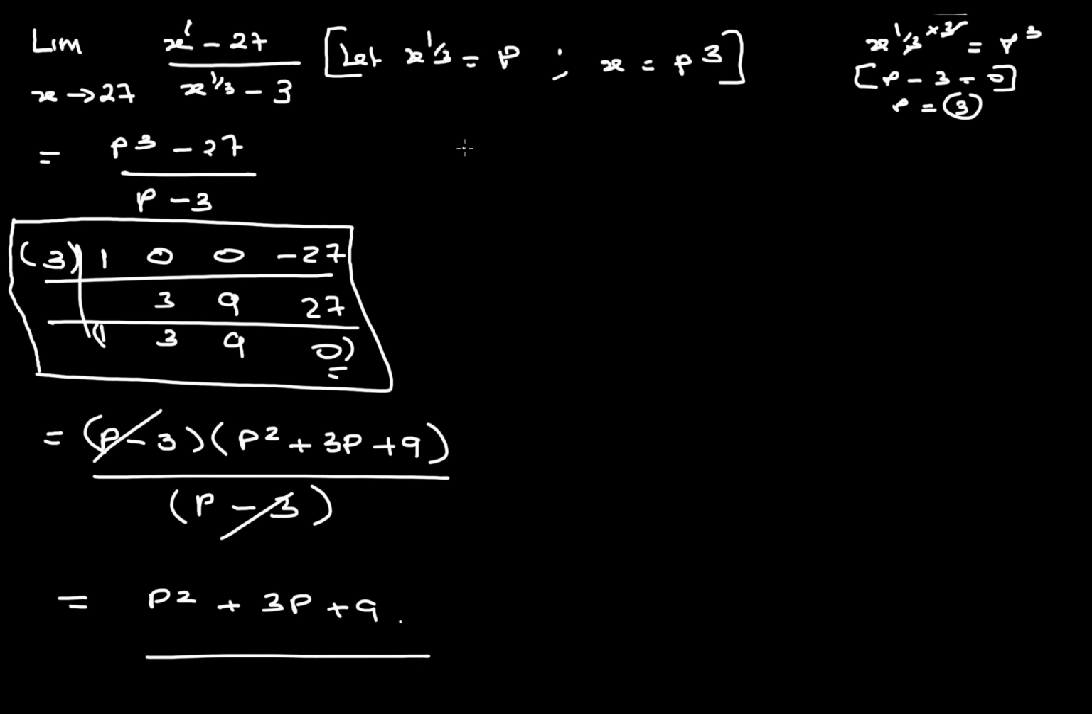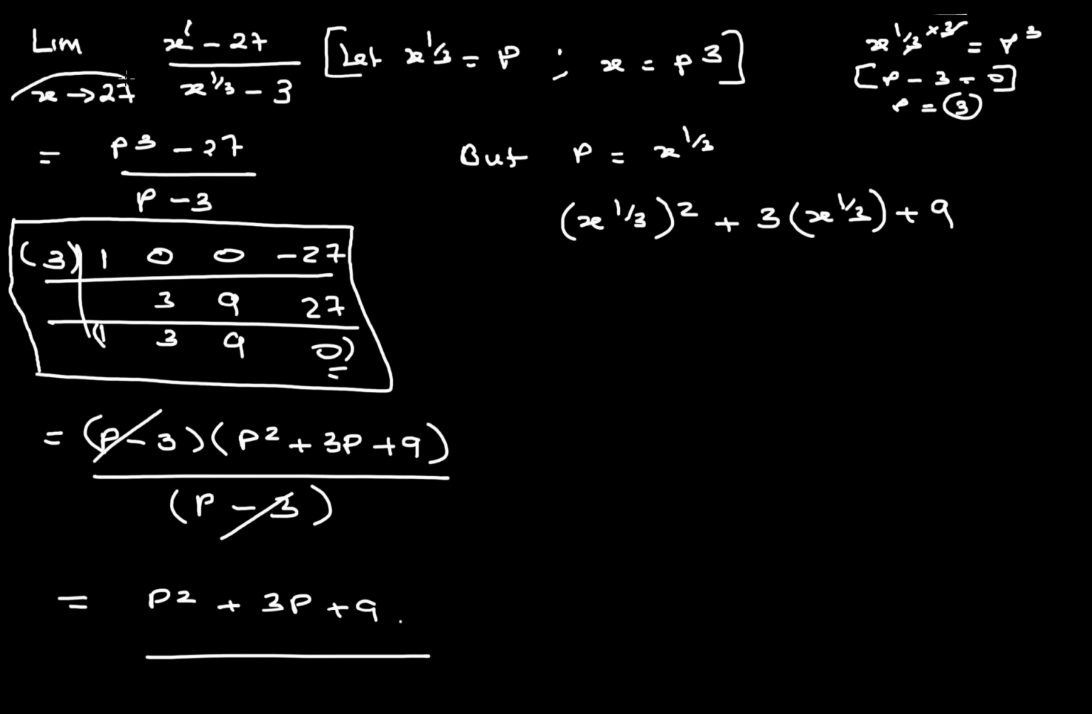Okay, and now we remember what p was. We said that p is equal to x^(1/3). So we replace this into that function. So we'll say x^(1/3) squared plus 3, then we have x^(1/3), then we have plus 9. You'll notice that we've now put back our x, because this is x. We cannot simply take this and put it here. We are now dealing with a different variable.